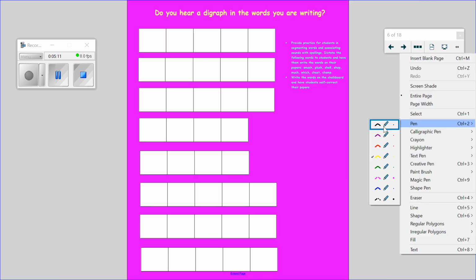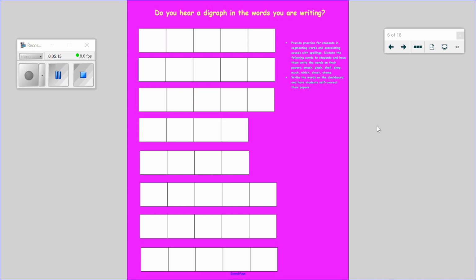Okay, we have lots of words that we're going to look at today. So let's look at our first word. Our first word we're going to look at is smash. Smash.